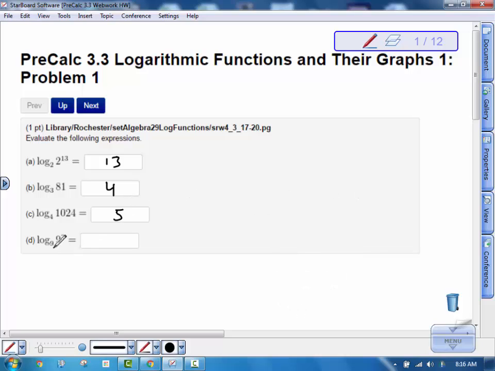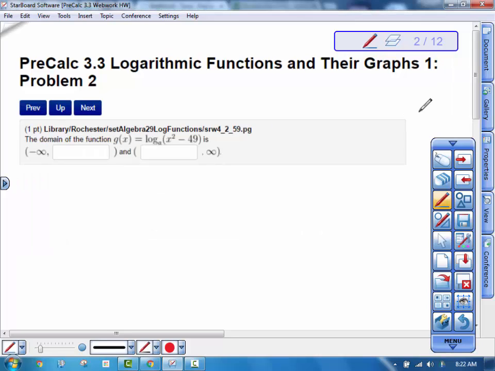All right, so then the last part, log base 9 of 9 to the 3rd, call it equal to x. Change it into exponential form by doing base to the exponent equals the argument, in which case x equals 3, and we're done. Okay, the next problem is a really good problem.